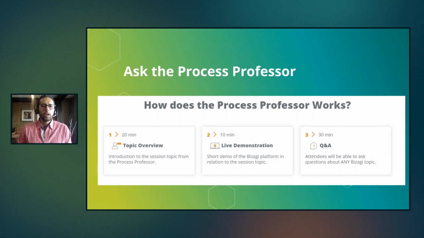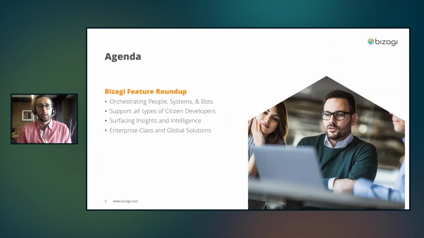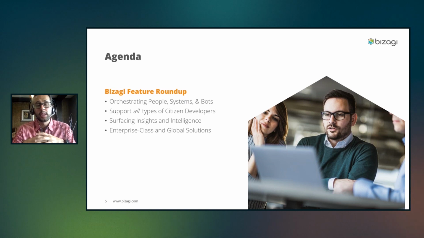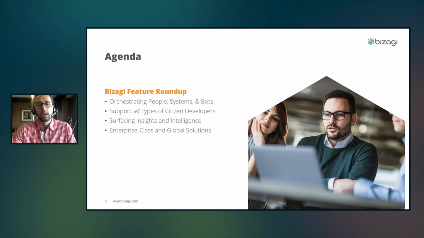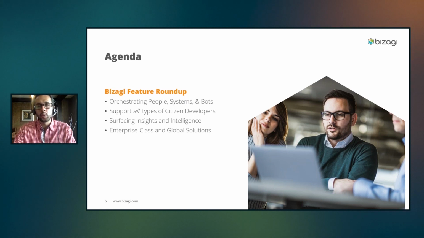So let's see what we will be talking about today in our Process Professor session. Today is basically the Bizagi feature roundup. The way I created this presentation follows the different strategic directives that we have defined in Bizagi for the development of our products. We have to find a path that we want to take to support all our customers and all our partners, and we have created and developed new features and new elements within our products to support that strategy.